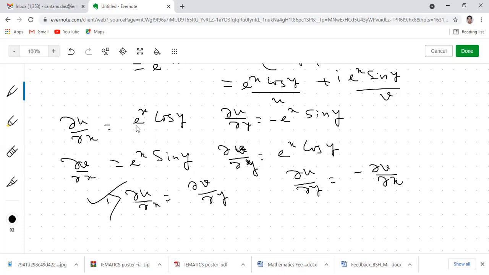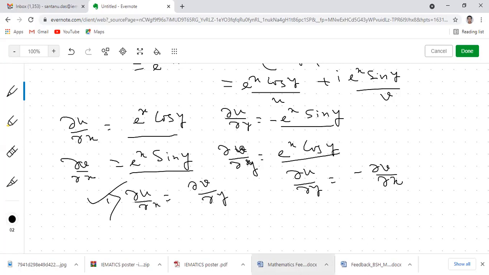So here, if you take any arbitrary value of x and y, e to the power x cos y will be defined everywhere. Similarly, the other partial derivatives, e to the power x sin y and so on, will also be defined everywhere for any value of x and y. So these four partial derivatives are defined everywhere for every value of x and y.